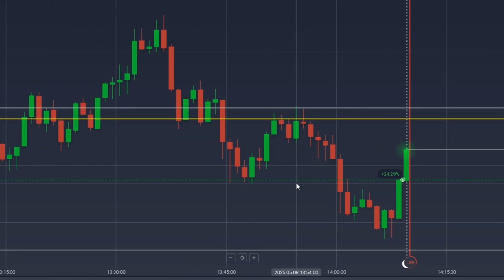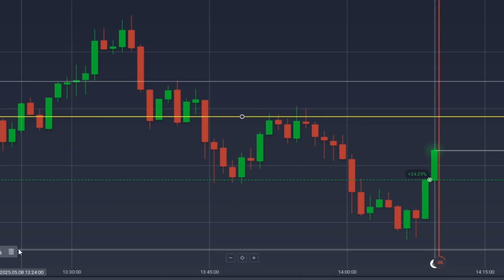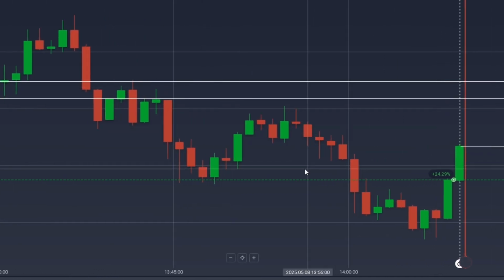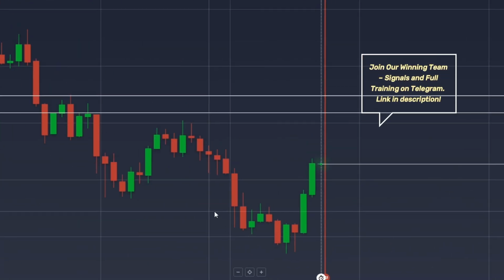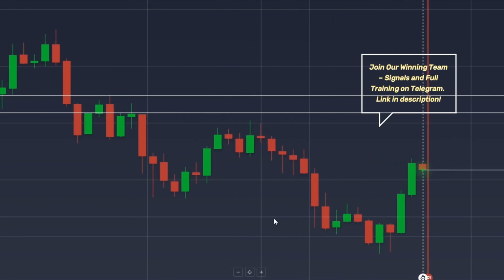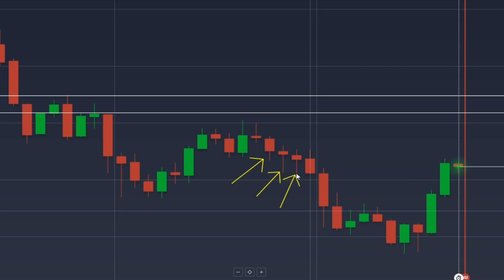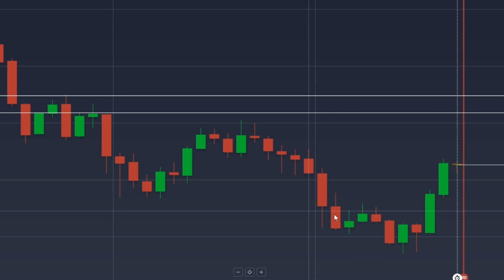Previously, let me remove this, I was targeting this particular zone for reversal, but the price reversed without hitting that zone. And here we didn't get any confirmation or reversal pattern because the wick rejections are quite big, so we didn't place any trade in the downward direction. But here we got a reversal pattern, so we placed the trade.